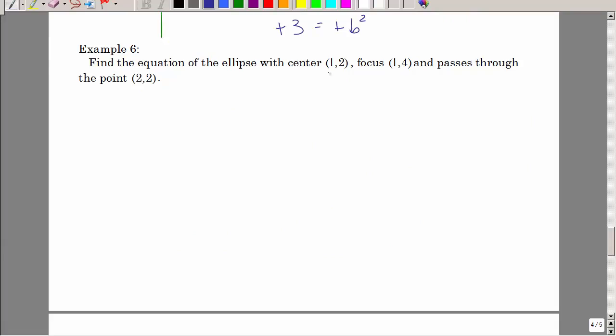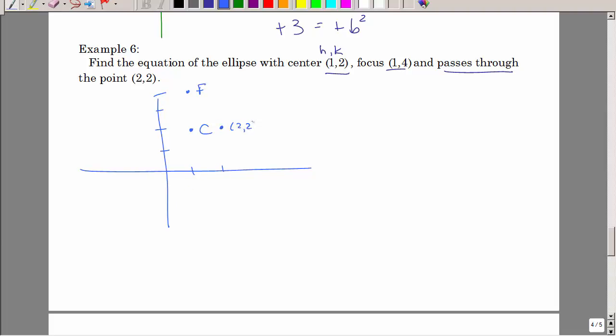Another example, they give us the center, so that's H and K. They give us a focus, but this time it passes through just a point. So I have a center of (1, 2), a focus of (1, 4), and it passes through the point (2, 2). Again, let's write down what we have. I need H and K, so that's H. I need K.